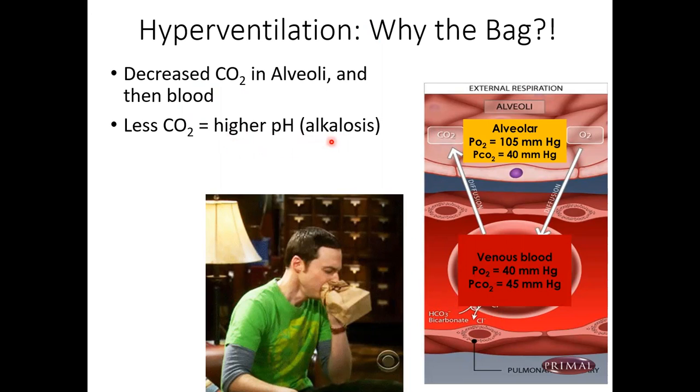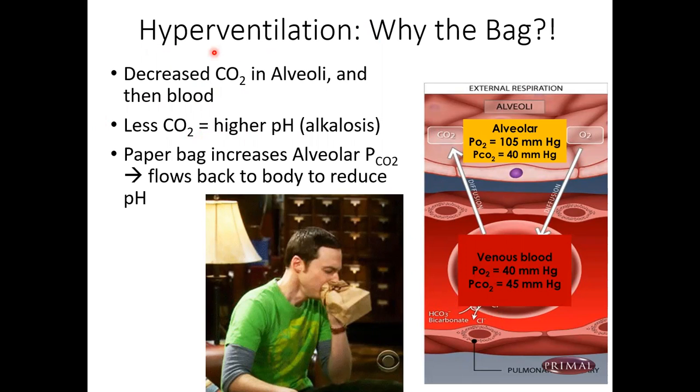So your blood is going to become slightly alkaline because there's not enough CO2, because you're just breathing it out so quickly. So you are breathing into the paper bag, because as you exhale that CO2, what little CO2 your body is making now, you are breathing that CO2 back in. This is called rebreathing. And so you are increasing that alveolar carbon dioxide once again. This is going to bring your CO2 levels back up in your blood, and it is going to bring your pH back down to normal.